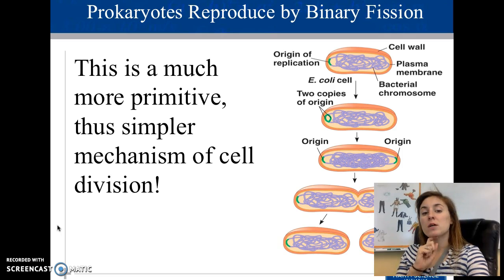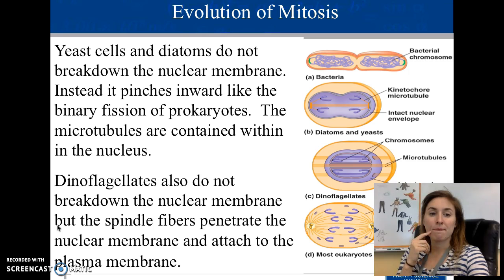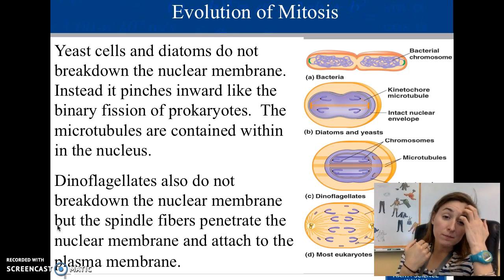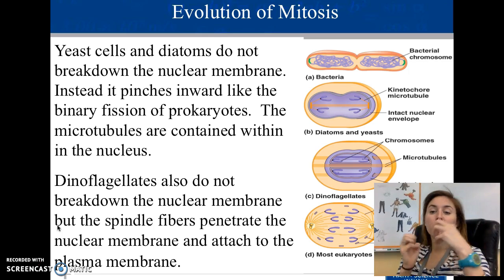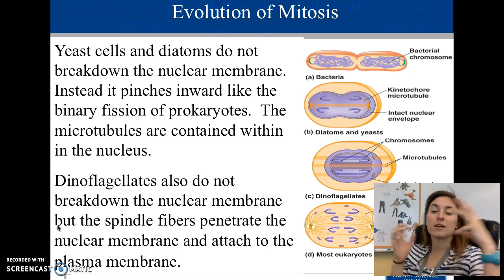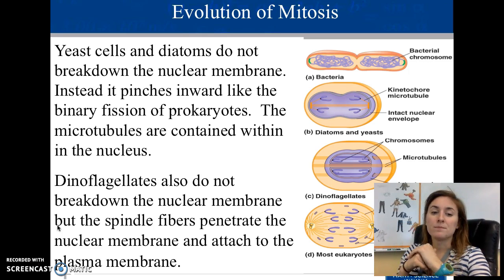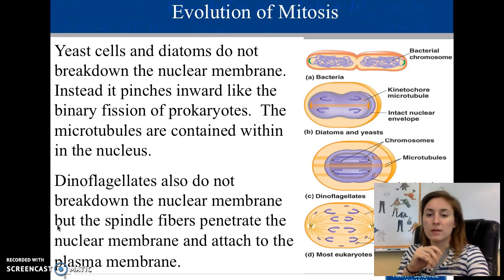Prokaryotes reproduce by something called binary fission. It's much more primitive, much more simple. It just replicates its DNA and then basically splits into two. Yeast cells and diatoms, they don't break down the nuclear membrane. They basically pinch inwards, and the microtubules kind of pull everything apart. So basically it just pinches it all at once.